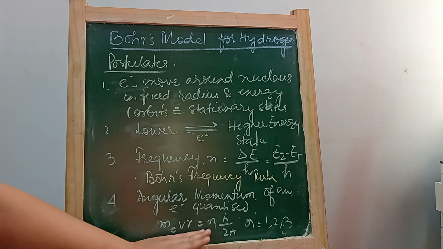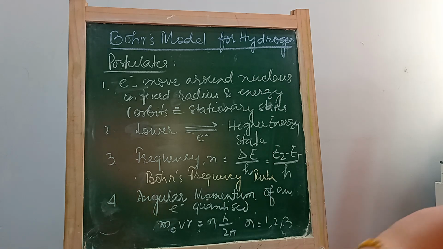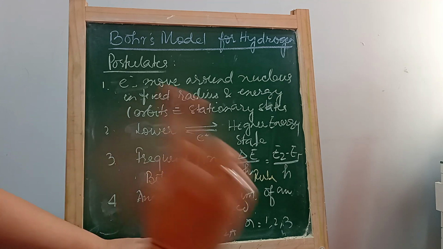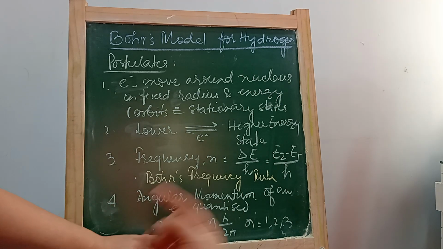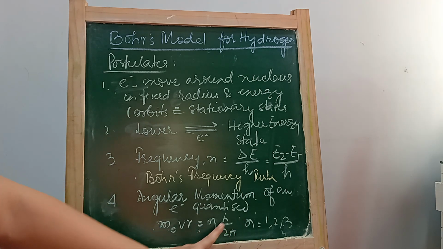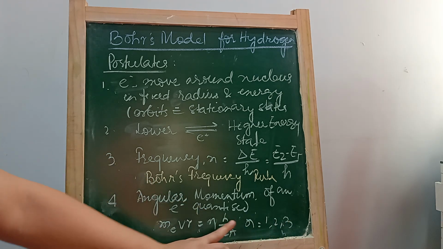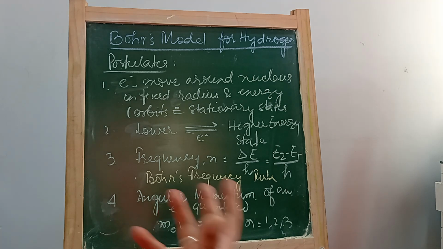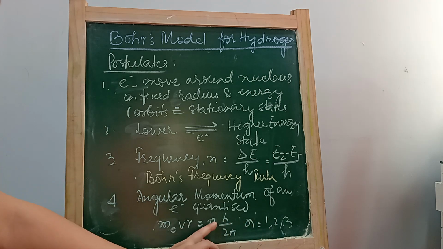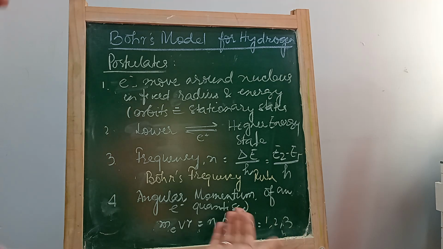It will be equal to n times h by twice pi, and the value of n will be 1, 2, 3, 4, 5, any integral value. So that means no matter in which energy state, lower or higher, it is moving, its angular momentum cannot have any value. It will be a multiple of h by twice pi, with n being 1, 2, or 3. If n is 1, its angular momentum will be h by twice pi. Had it been in the second, it can be 2 times h by twice pi, or 3 times h by twice pi. So it will always be a multiple of h by twice pi.